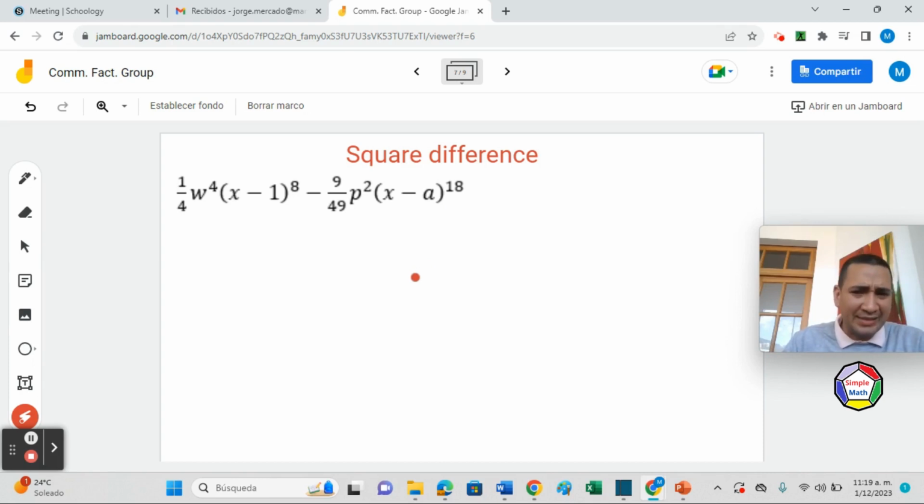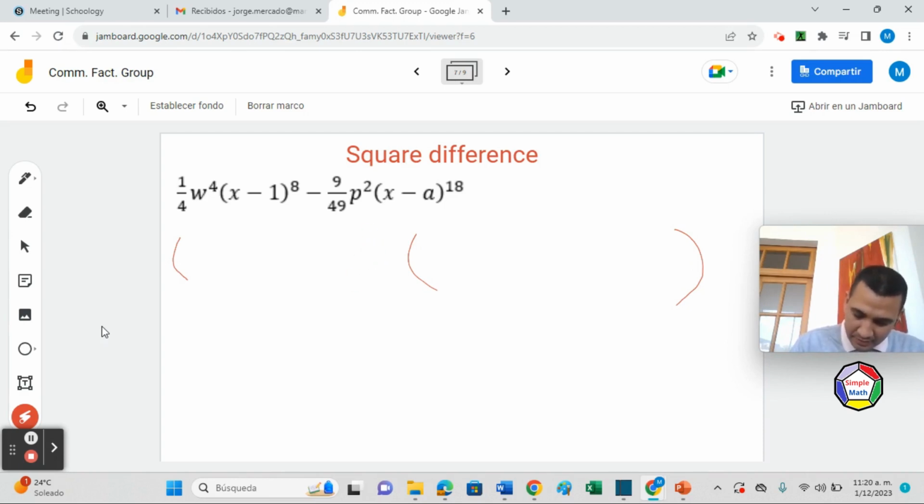How do you solve an exercise like this? This is a square difference, of course. We open two parentheses, that is the first step. This is the first parenthesis, and let's open the second parenthesis. This is my second parenthesis. I think I have to write this bigger. Give me a while.